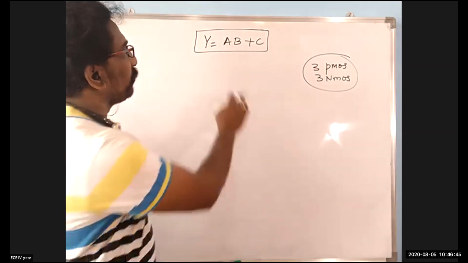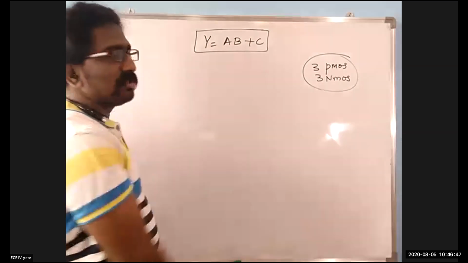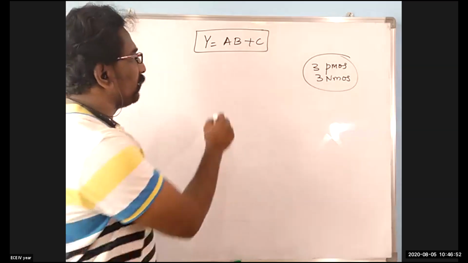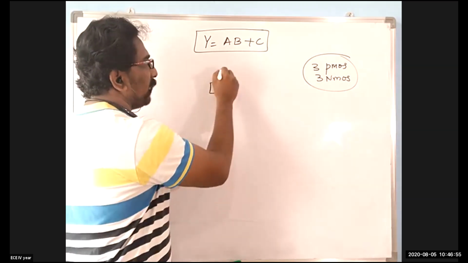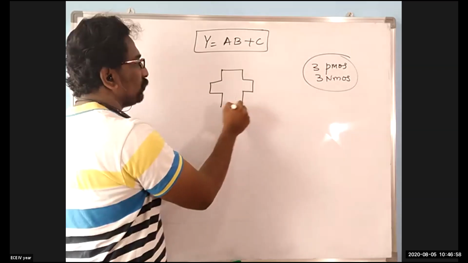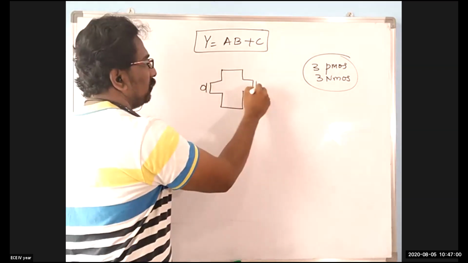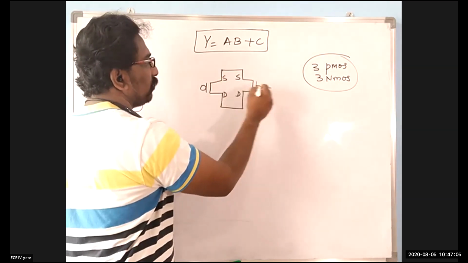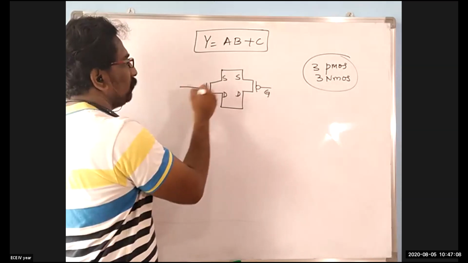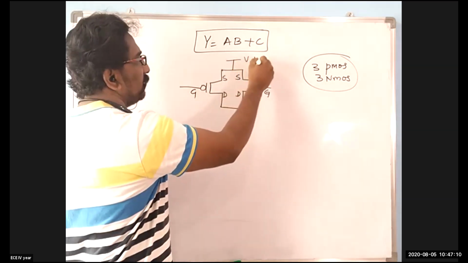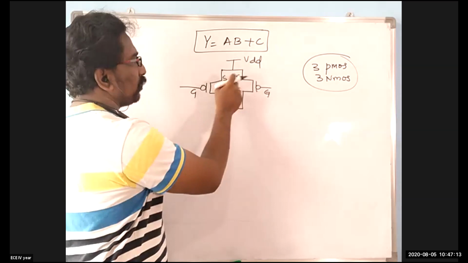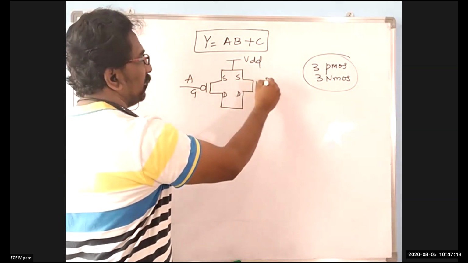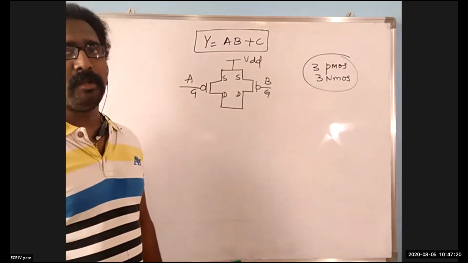Now, the operator between the first set of inputs is a dot operator. Then we know that the PMOS will be in parallel. Since you are now familiar with the diagrams, I'm not explaining the entire set of how to draw the diagram. Source is connected to VDD, this is a shorted source connected to VDD, and this is a shorted drain. At the gate terminals, inputs A and B have been connected.